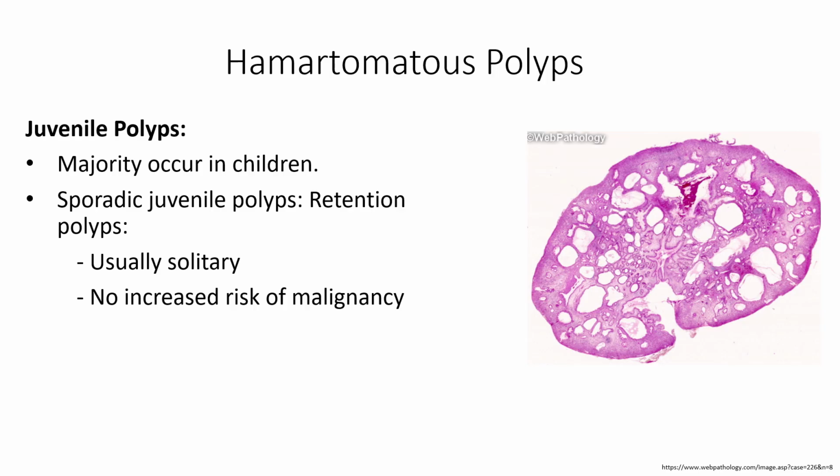A juvenile polyp is a hamartomatous polyp. The majority of juvenile polyps occur in children. However, they can present at an older age. When they present at an older age, sometimes they are referred to as retention polyp. Sporadic juvenile polyps are solitary polyps, and they do not have increased risk for malignancy. And isolated sporadic juvenile polyps, as we said, do not have malignant potential, therefore they do not require further follow-up. It is a non-neoplastic polyp.